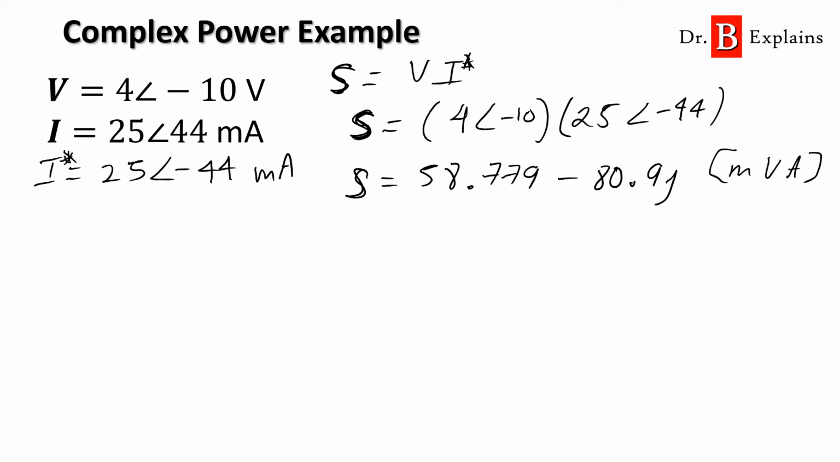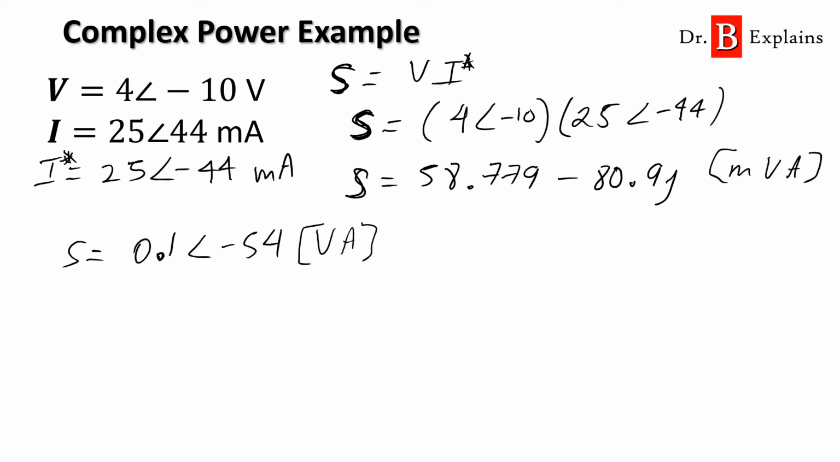And then I can also put it in polar coordinates. So I'm going to convert this to polar using the calculator. That will be, let me see, where is it? 0.1 angle minus 54. And so what does this mean? This means that's VA. Okay.